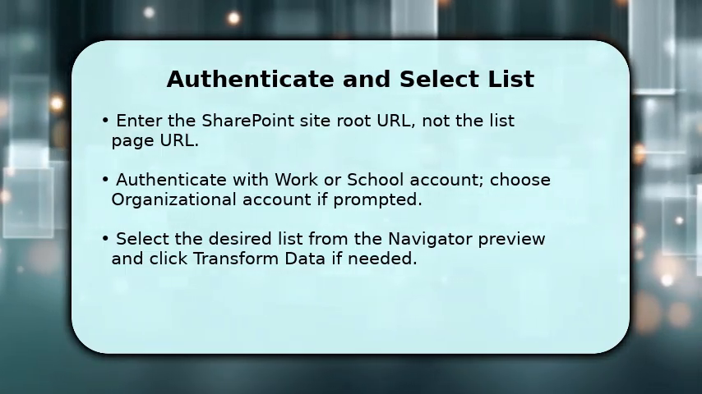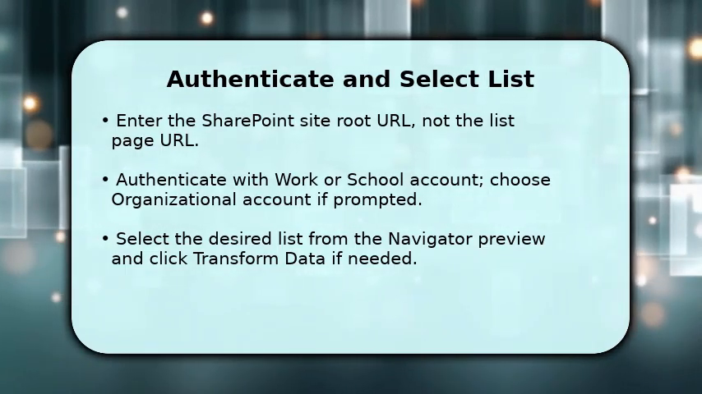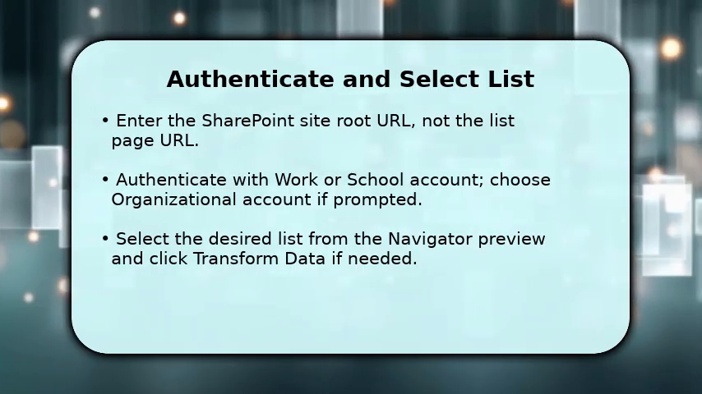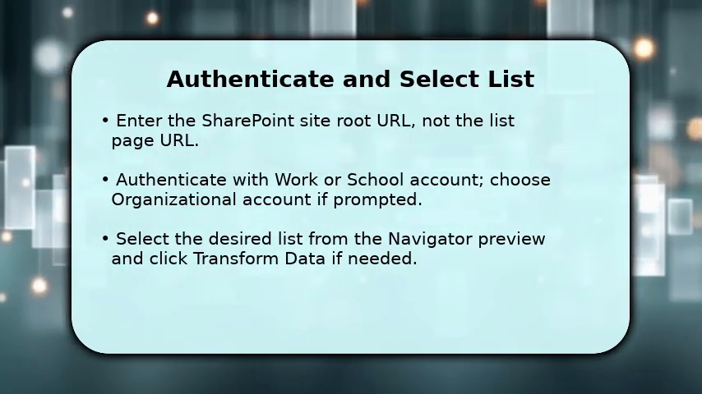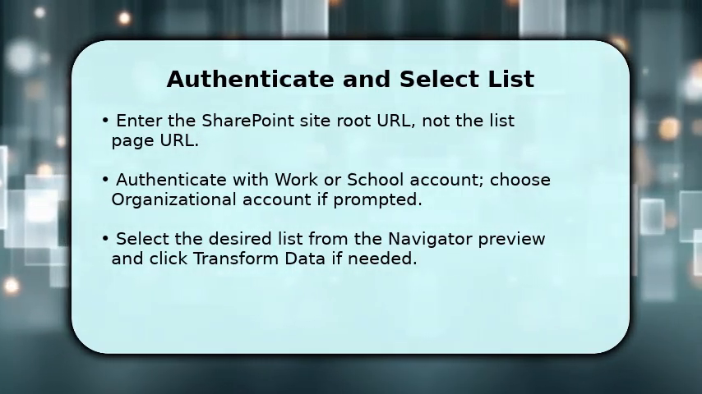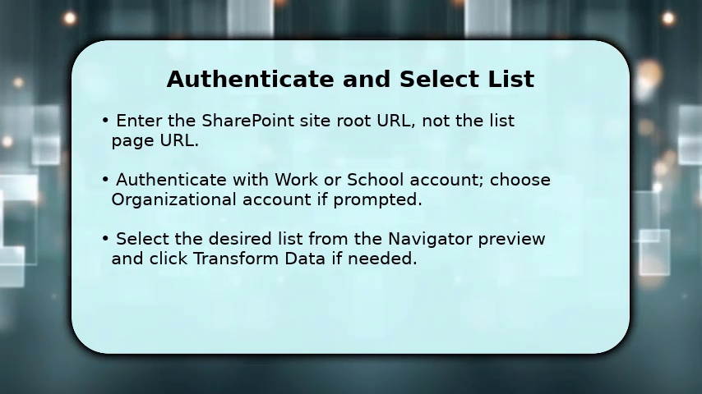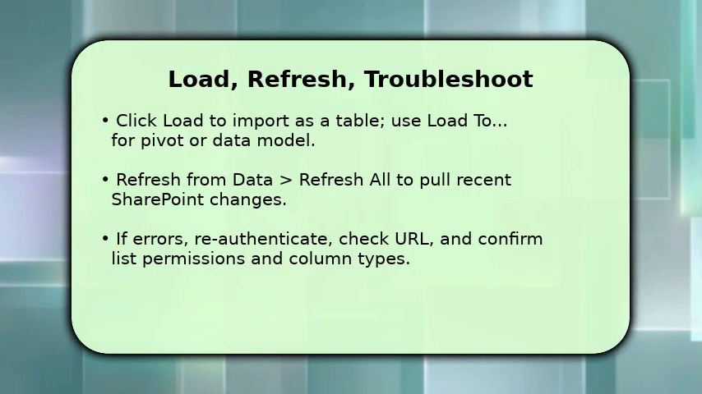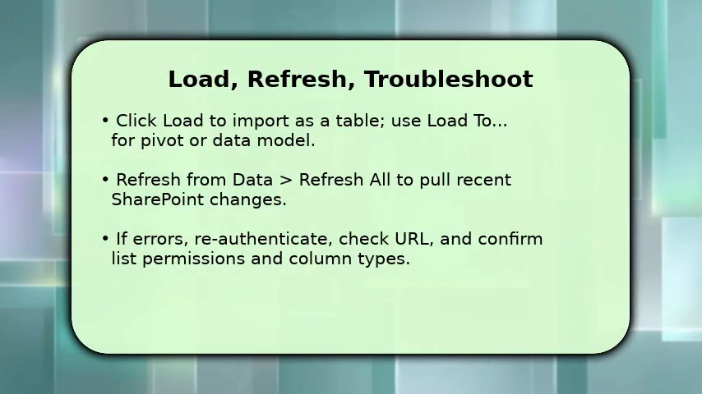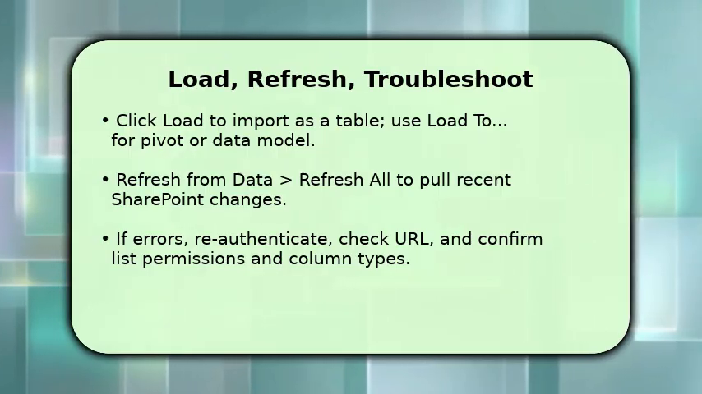If the data needs cleaning, click Transform Data to open Power Query and shape columns and types. Otherwise, click Load to bring the list into Excel as a table that preserves column types and list metadata. After selecting the list, click Load or Load To if you want to pivot or to add to the data model. This creates a linked table.